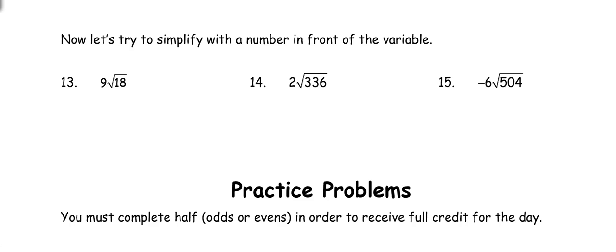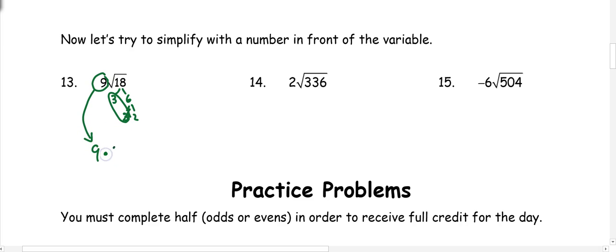So when we break down the square root of 18, 18 breaks down to 3 and 6, and 6 breaks down to 3 and 2. So I have a pair of 3's, and I already have that 9 out front. So the 9 out front comes down, 9 times our pair of 3's, and the 2 is left over. So we get 27 root 2.